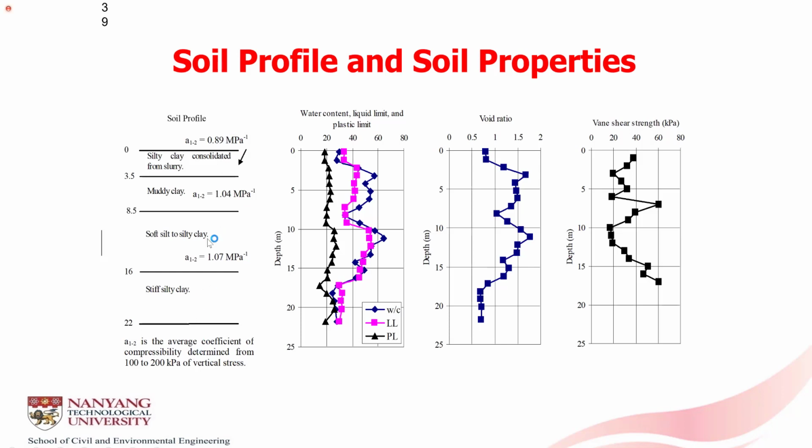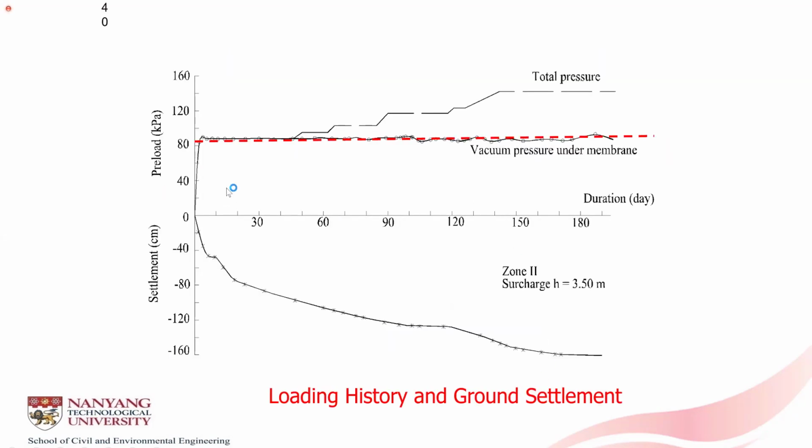In general, all the soil layers are clay, and the initial water contents you can see are higher than the liquid limit, which is in red. And the void ratio is also very big. The preloading started with a vacuum of 80 kPa until 40 to 50 days, and then the fill surcharge was applied in stages until a fill surcharge of 40 kPa. So this is a combined vacuum plus fill surcharge case.